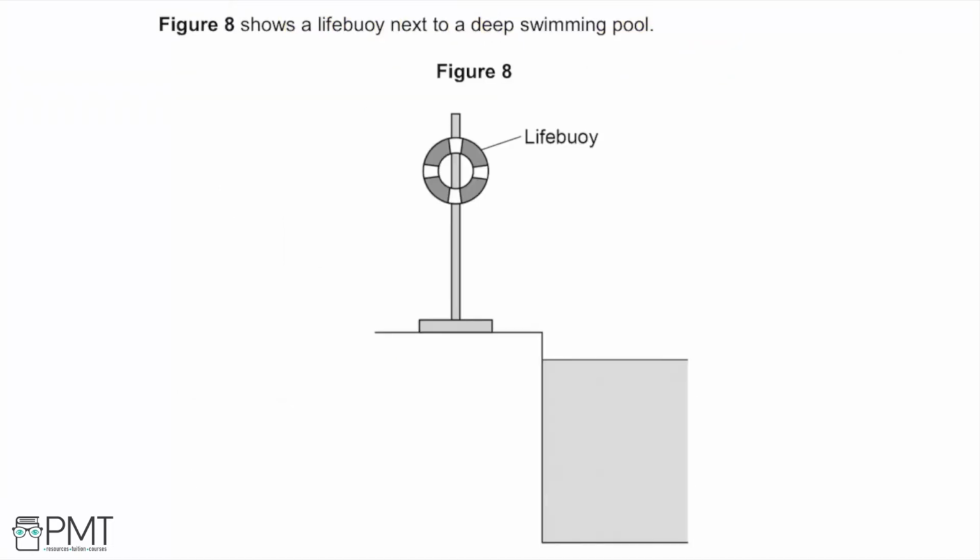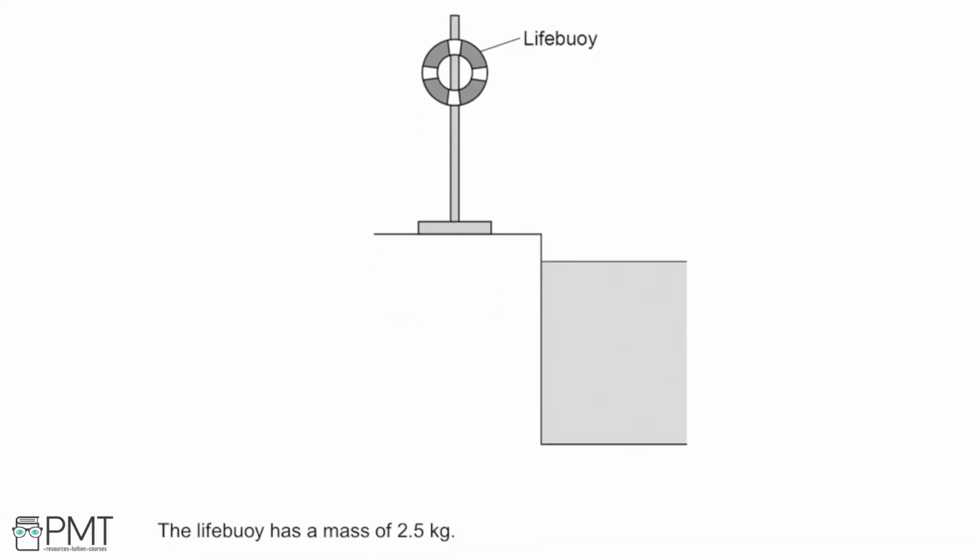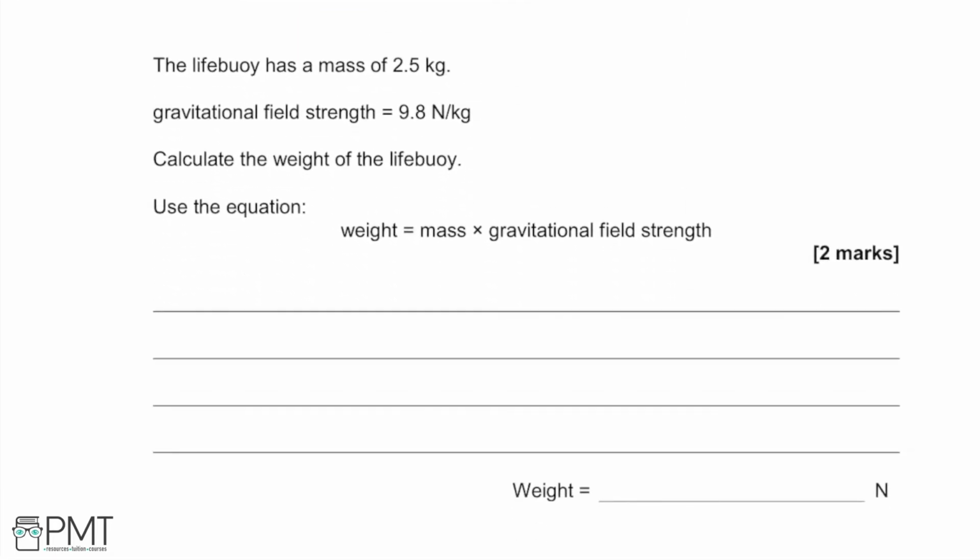So now in this part of the question we have figure 8, which shows a life buoy next to a deep swimming pool. So we have the life buoy on the side of the pool here, and then the pool obviously down here. We're told that the life buoy has a mass of 2.5 kilograms and that the gravitational field strength is 9.8 newtons per kilogram. And we are finally asked to calculate the weight of the life buoy by using the equation that weight is equal to mass times gravitational field strength.